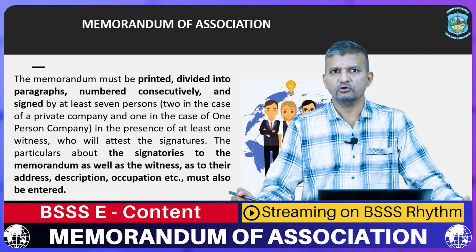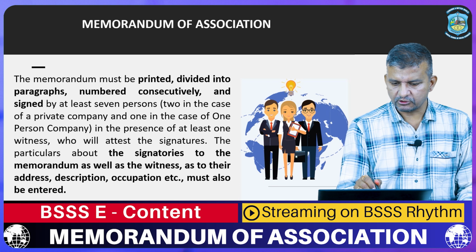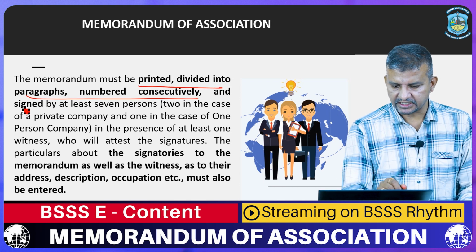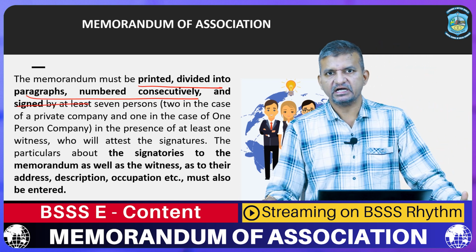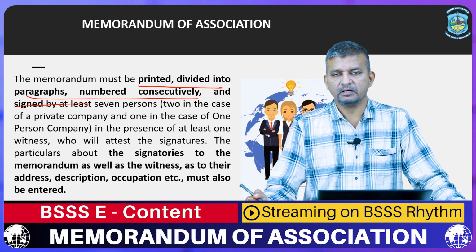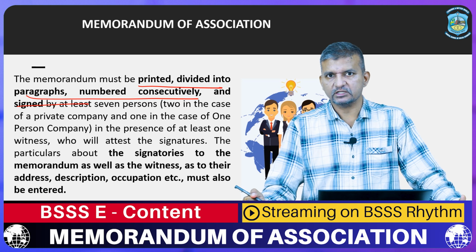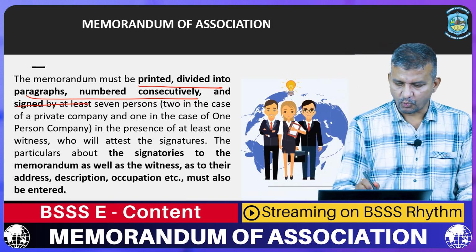Now, something general about the Memorandum of Association: the memorandum must be printed, it must be divided into paragraphs, and it should be numbered consecutively. In case of a public limited company, it has to be signed by a minimum of 7 people. In case of a private limited company, it has to be signed by a minimum of 2 people, and in case of an OPC, that is a one person company, by at least 1 person.